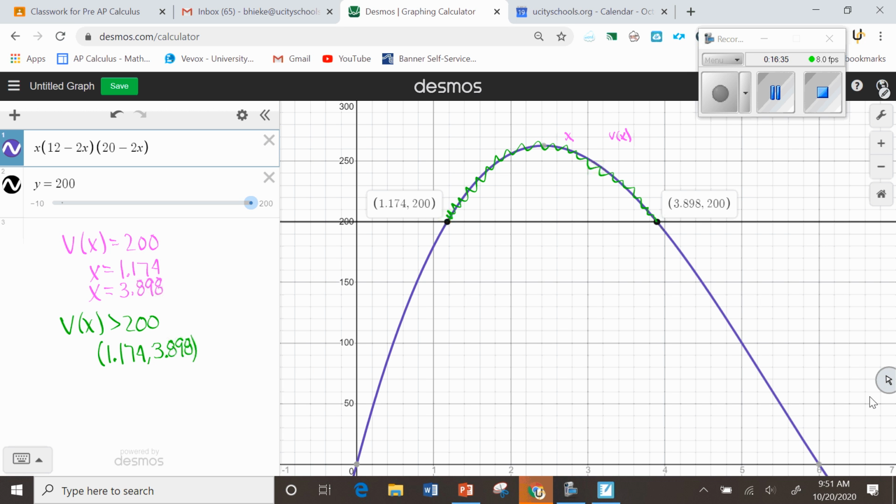So especially if we think about doing this in the real world, we would want to pick numbers that were easy for us to find. We wouldn't want to try to actually measure out 1.174. Like that would not be friendly.